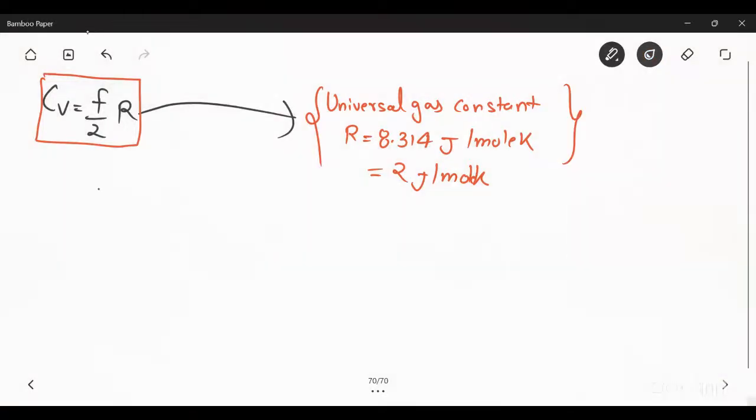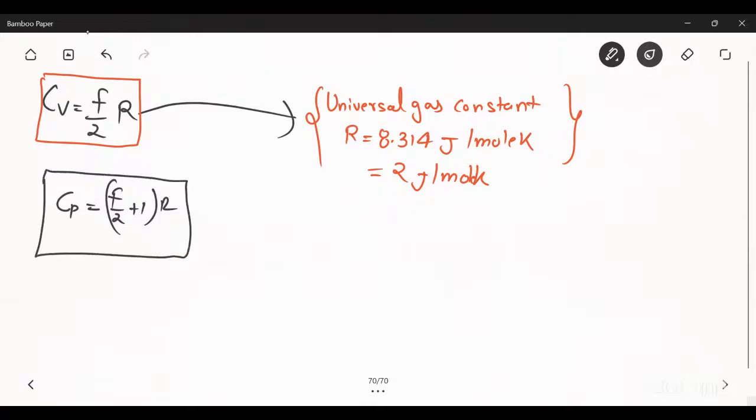Now next, specific heat at constant pressure is defined as f by 2 plus 1 times R, where R is similarly 8.314 joule per mole Kelvin, or 2 calorie per mole Kelvin. So this is the value of R, and the formulas of Cp and Cv are here, where f is the degree of freedom. Now next thing is Mayer's formula.